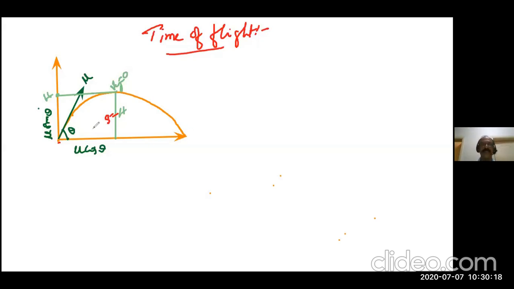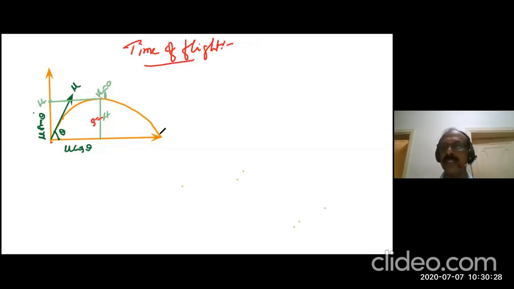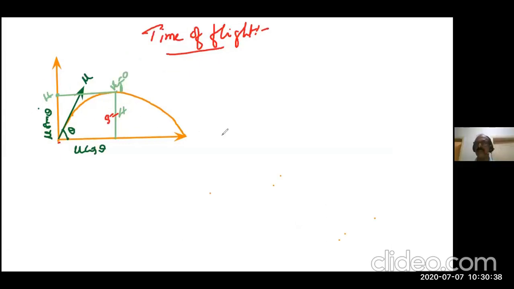Next paragraph. During the time of flight, now give me an answer. Dash will be 0. Can you tell? During the time of flight, the displacement. Which displacement? Vertical displacement. Correct. During the time of flight, vertical displacement becomes 0.